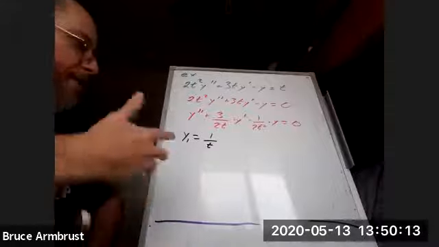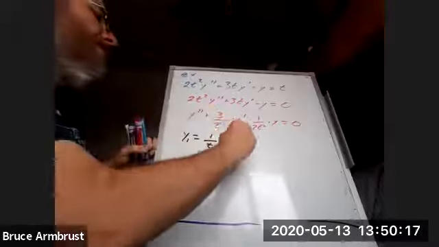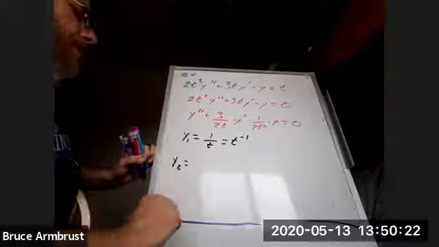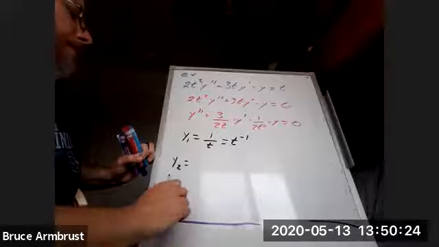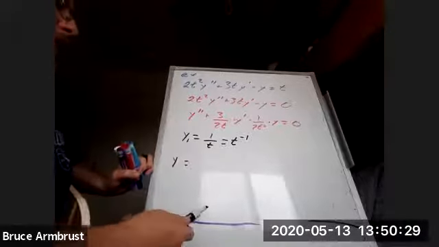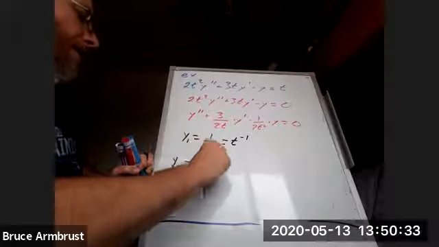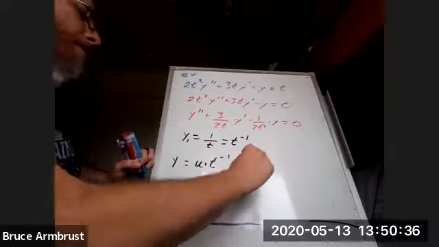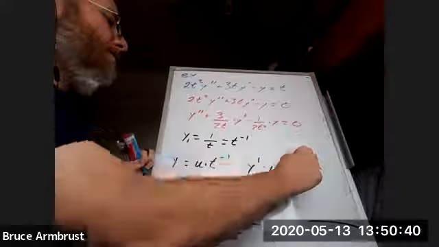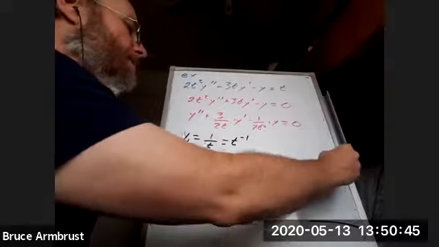So watch what happens. We let y1 equal 1 over t. Probably easier if we think of it as t to the minus 1. Then what we're looking for is y2, or we'll just say y is going to equal some u times t to the minus 1. So y prime is going to be u prime t to the minus 1 minus u times t to the minus 2.